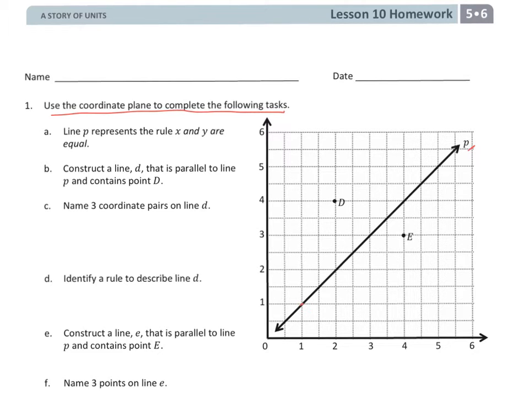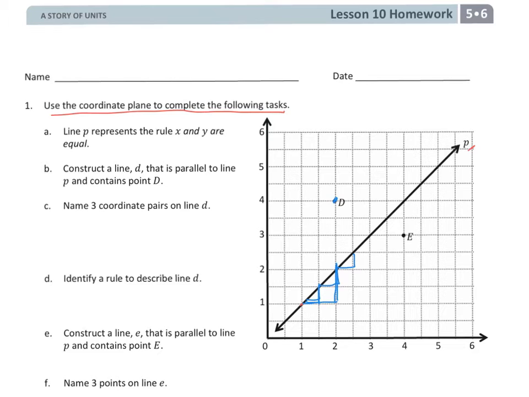B says construct a line D that is parallel to line P and contains point D in it. So I have to come over here to D and make a line that's parallel to it. I'm looking at the way the line goes for P, and I know that for every 1 I go up on the X, I'm going up 1 on the Y. So I can go over 1, up 1, meaning that whatever I add to the X, I have to add the same to the Y.